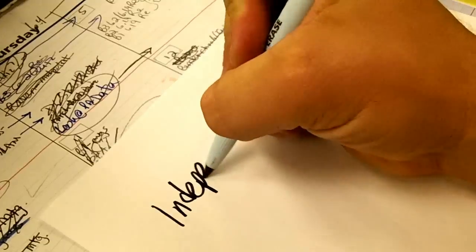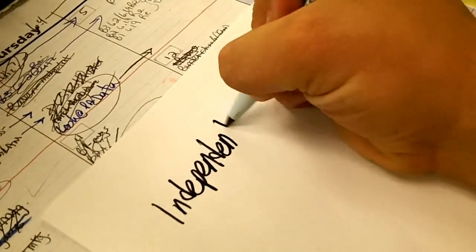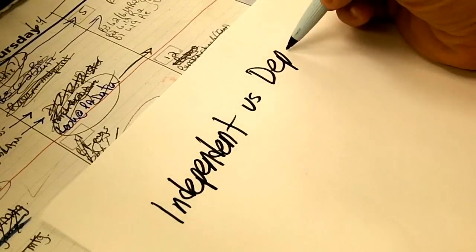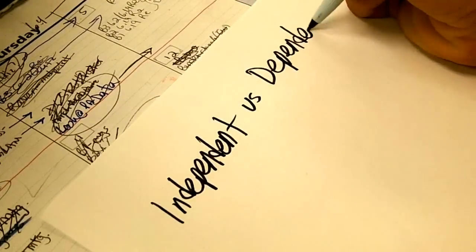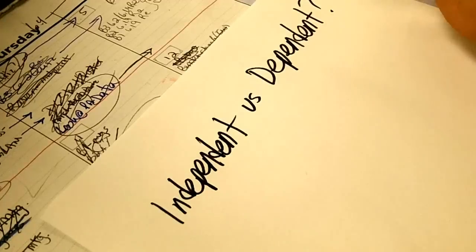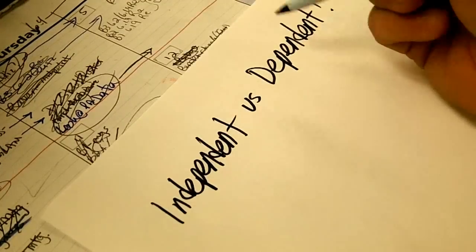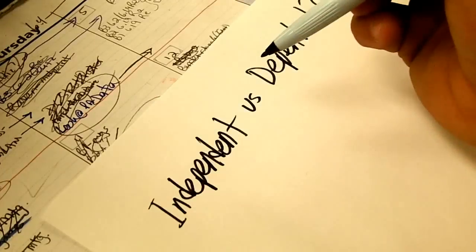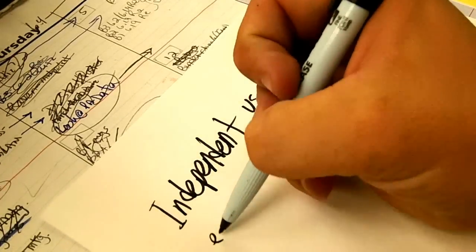So what is an independent event and what is a dependent event? Dependent versus independent. Okay, what are they? Well, an independent event is something that involves something not changing. And I want to give you a few examples first.